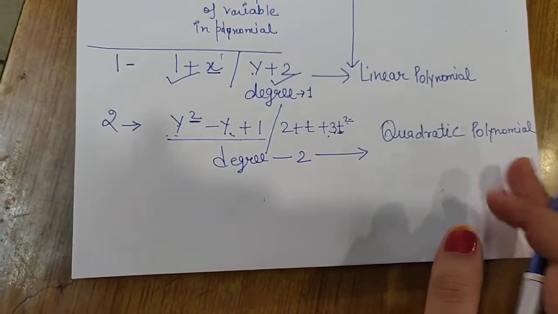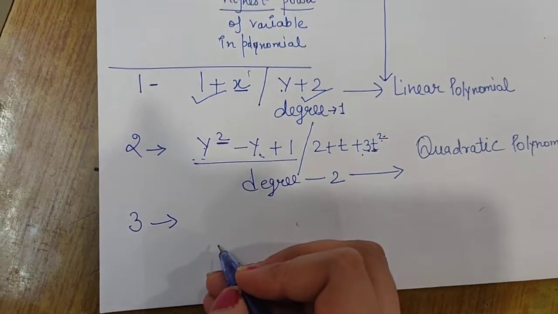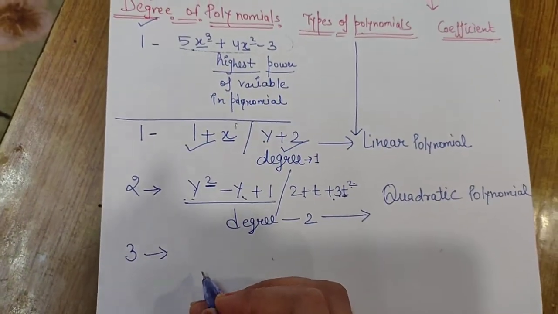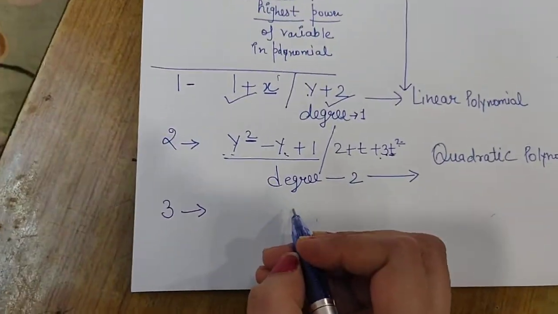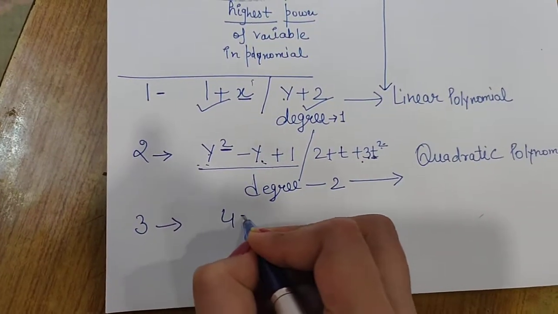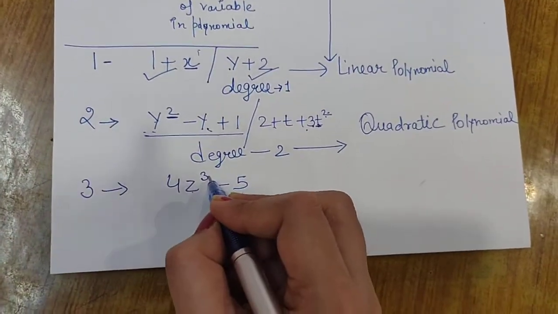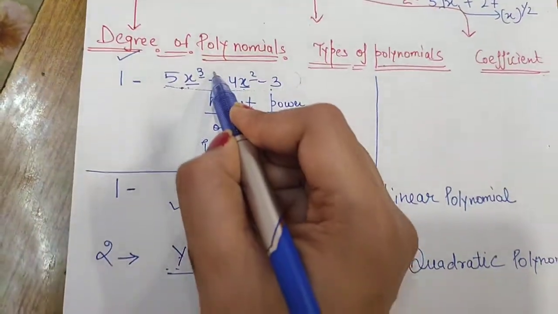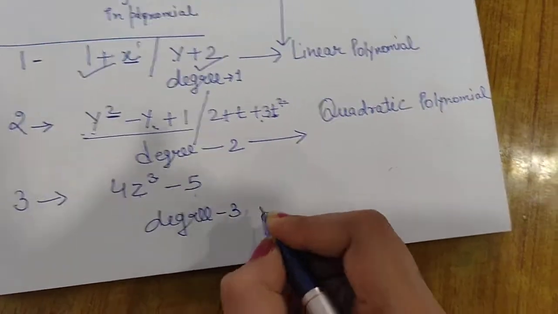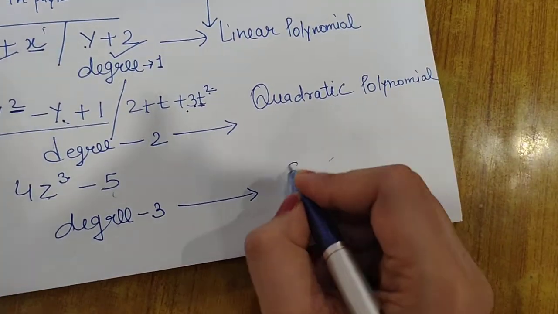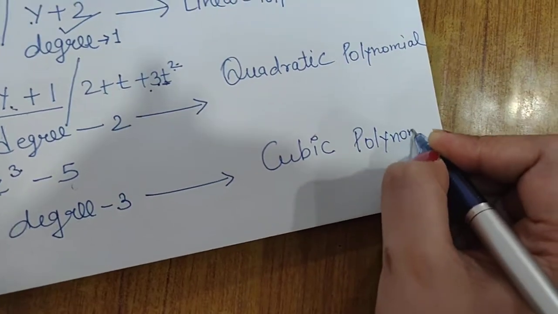Now you come to the next point, in which we will take examples of highest degree 3. Here I took 5x cube plus 4x square minus 3. We will take one more. Yes, I am taking 4z raised to the power 3 minus 5. So the highest degree is 3. In this also the highest degree of the variable is 3. So the degree of this polynomial is 3, so the name of this polynomial will be cubic polynomial.